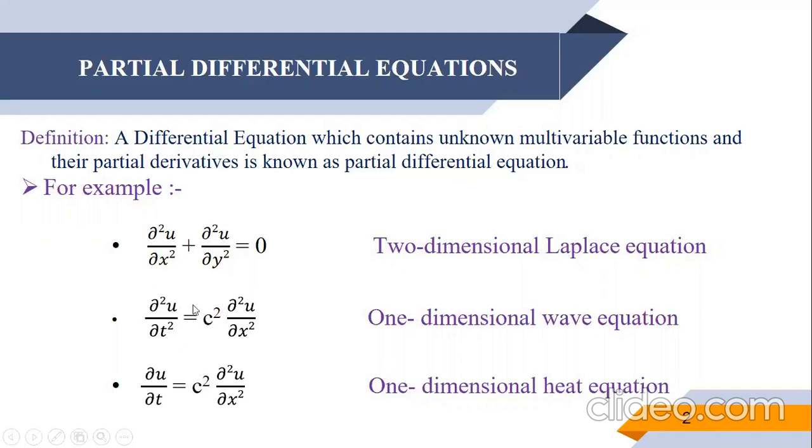The second one is del square u by del t square is equal to c square del square u by del x square, which is called one-dimensional wave equation where x and t are independent variables and u is a dependent variable. And the another one, del u by del t is equal to c square del square u by del x square, which is called a one-dimensional heat equation where x and t are independent variables.